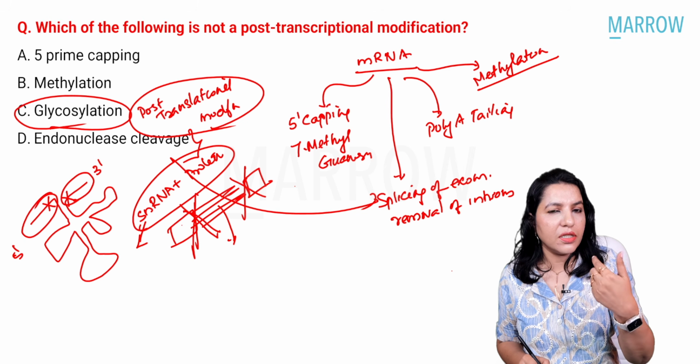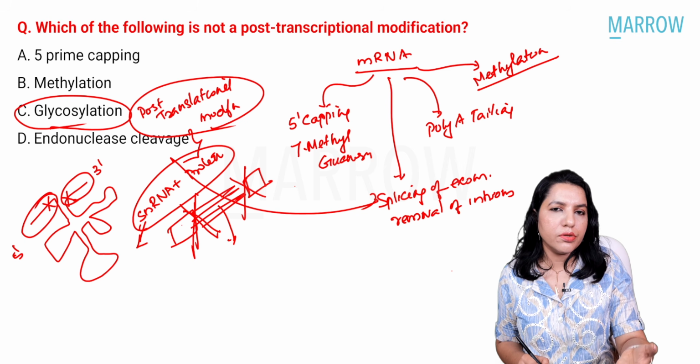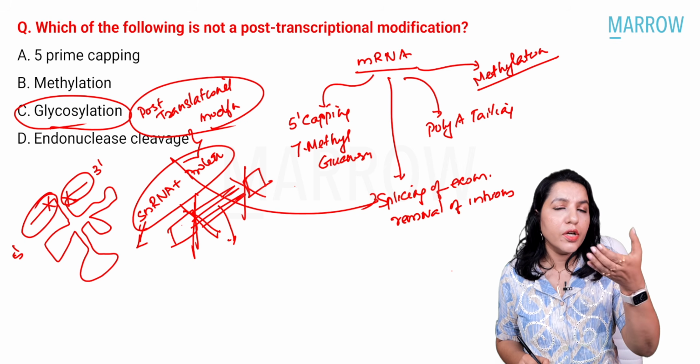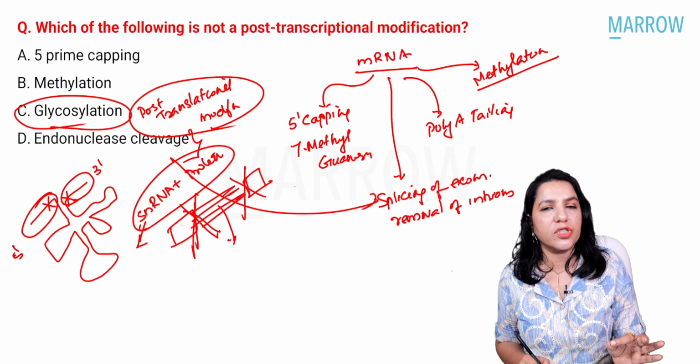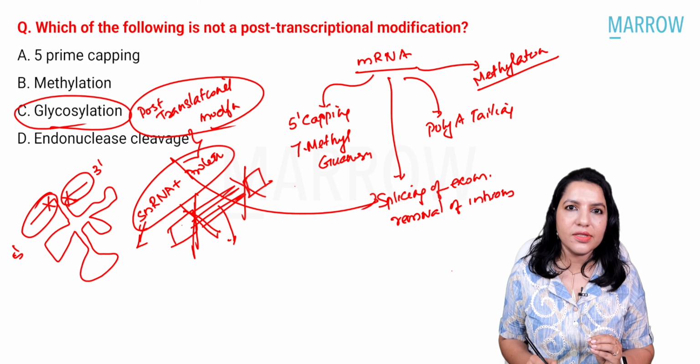So in this case, RNA is definitely a ribonucleotide. It is a nucleotide. So endonuclease cleavage is for RNA, not for a protein. But glycosylation is a post-translational modification. So the answer here is glycosylation.